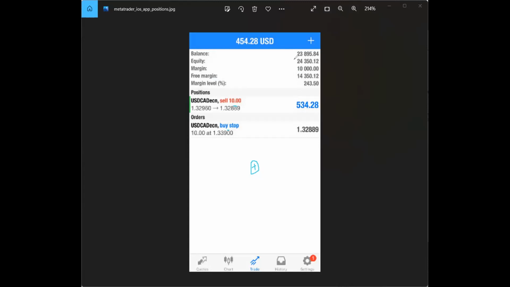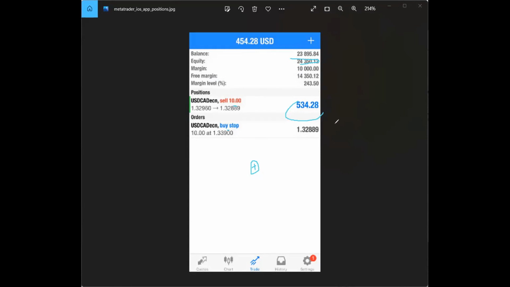So we are having 23,000 and then 895. Now, if you add this amount to your balance, this is what you are going to get: your equity. So if you add your current or floating trade, the person took a trade of what? A sell on USD CAD, which is the US dollar against the Canadian dollar.